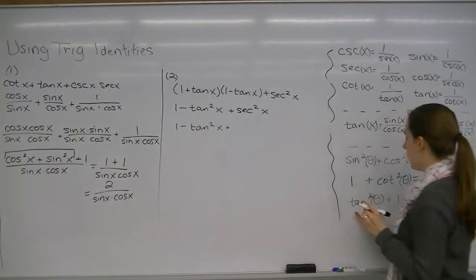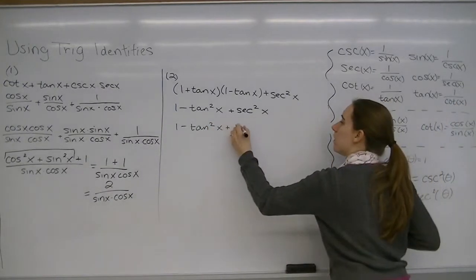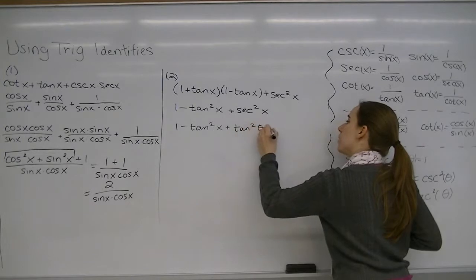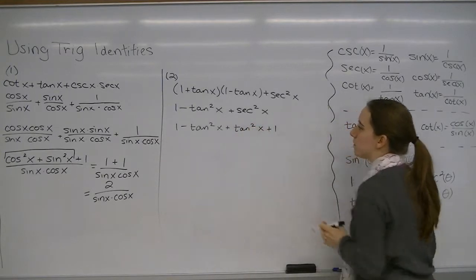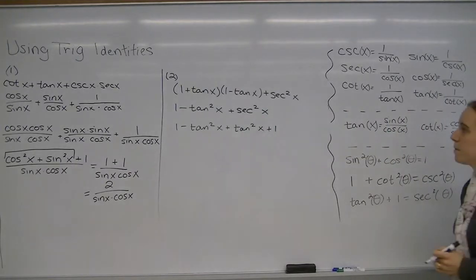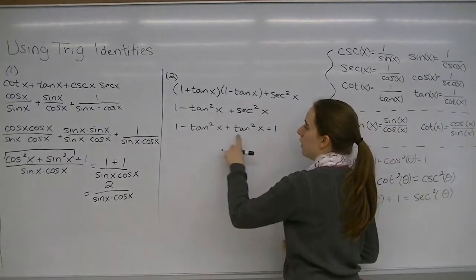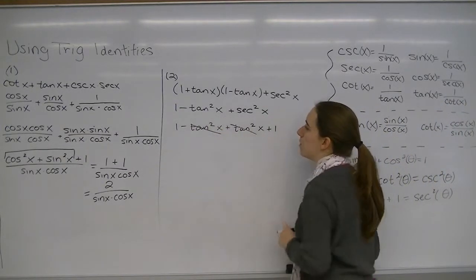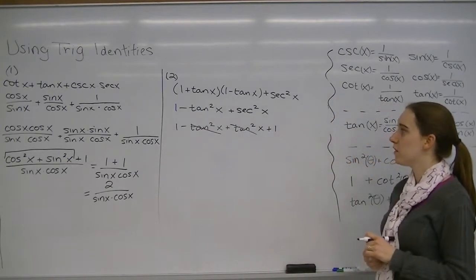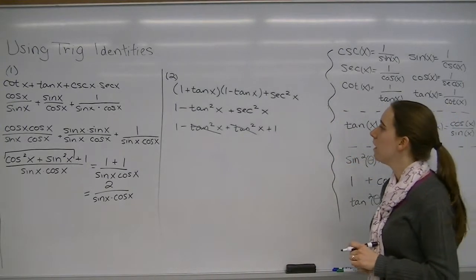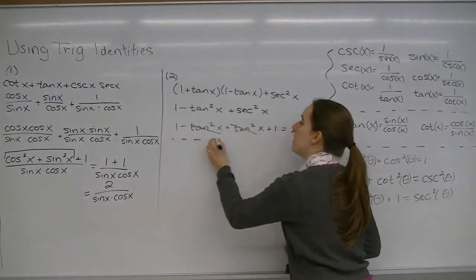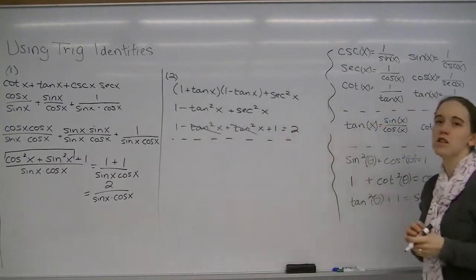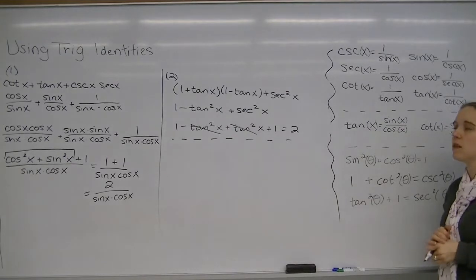So instead of secant squared, I want tangent squared plus 1, should be an x. Let's see what happens. So these guys are going to cancel and become 0. So I have minus tangent squared x plus tangent squared x. Then I have 1 plus 1. Well, that's 2. So that means that this whole expression, no matter what x I put in, is just going to be equal to 2.